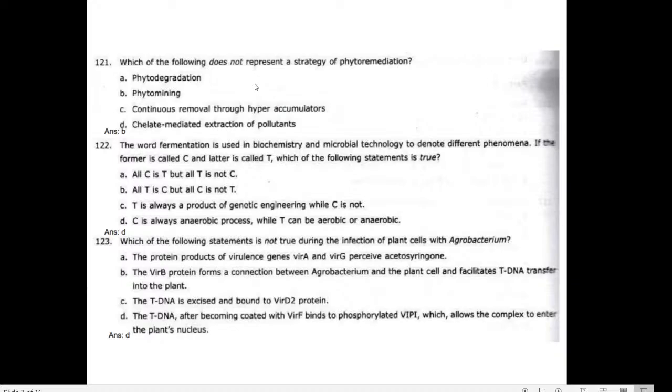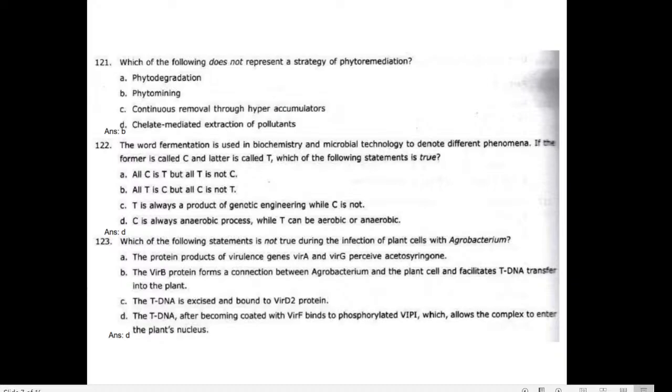Which of the following does not represent a strategy of phytoremediation? Here the question asks what does not represent phytoremediation. Phytoremediation means that some chemicals or materials are degraded. Here we want to understand the four concepts. Phytodegradation is where the roots of a plant release some compounds, and that compound degrades the material, by the plant. That is phytodegradation.